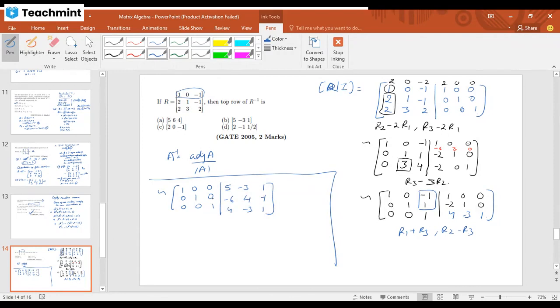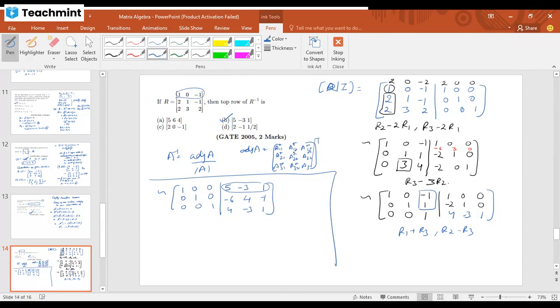Because this is the identity matrix, automatically this matrix is A inverse. So the first row elements are 5, 3, minus 1. This is the correct option. Here you can also use the adjoint of A. The adjoint of A is nothing but a matrix in which the elements are the cofactors A11 star, A12 star, A13 star, A21 star, A22 star, A23 star, A31 star, A32 star, A33 star, and we need to find the transpose of this matrix.